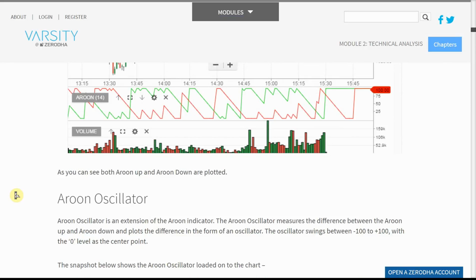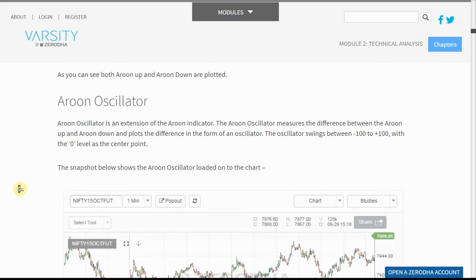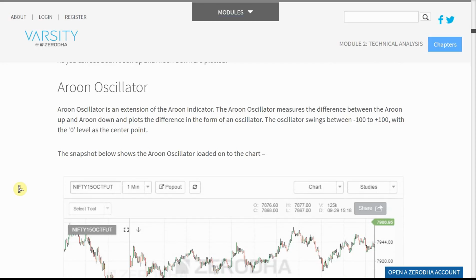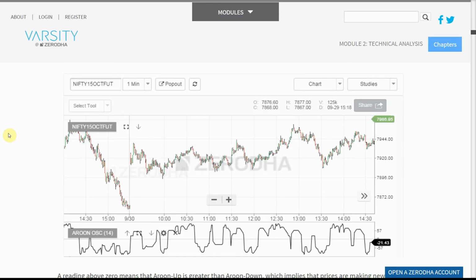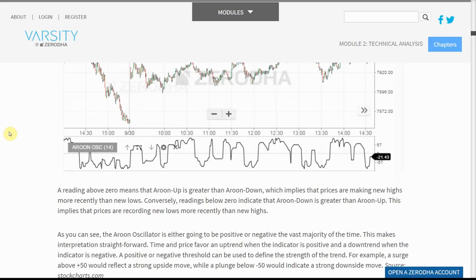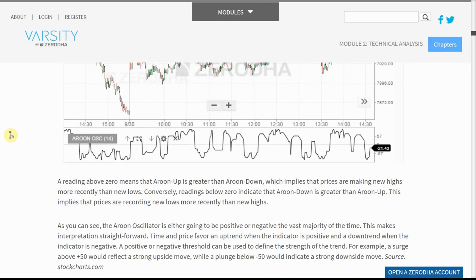Aroon Oscillator. The Aroon Oscillator is an extension of the Aroon indicator. The Aroon Oscillator measures the difference between the Aroon Up and Aroon Down and plots the difference in the form of an oscillator. The oscillator swings between -100 and +100, with the 0 level as the center point. The snapshot below shows the Aroon Oscillator loaded onto the chart. A reading above 0 means that Aroon Up is greater than Aroon Down, which implies that prices are making new highs more recently than new lows. Conversely, readings below 0 indicate that Aroon Down is greater than Aroon Up. This implies that prices are recording new lows more recently than new highs.